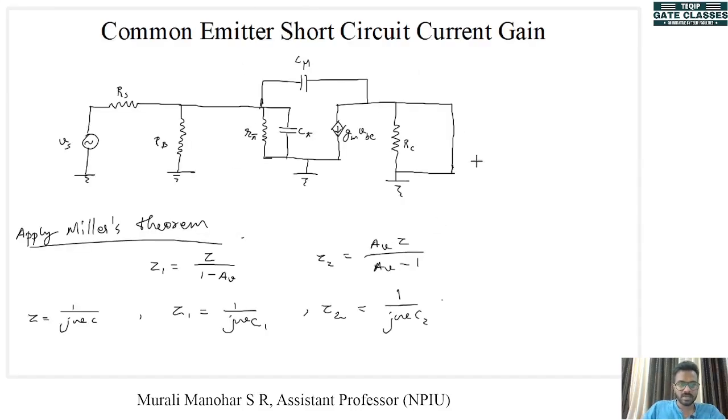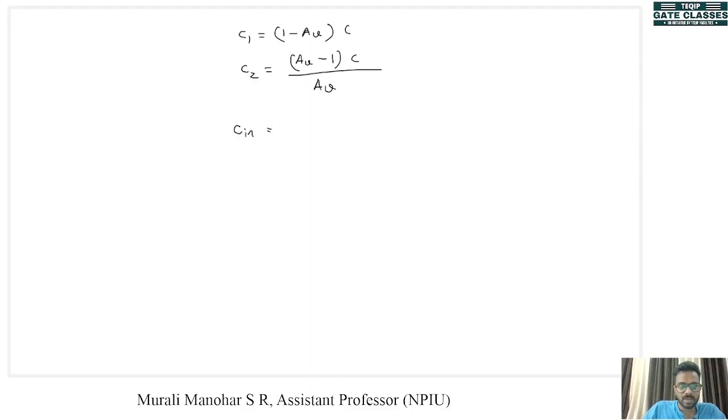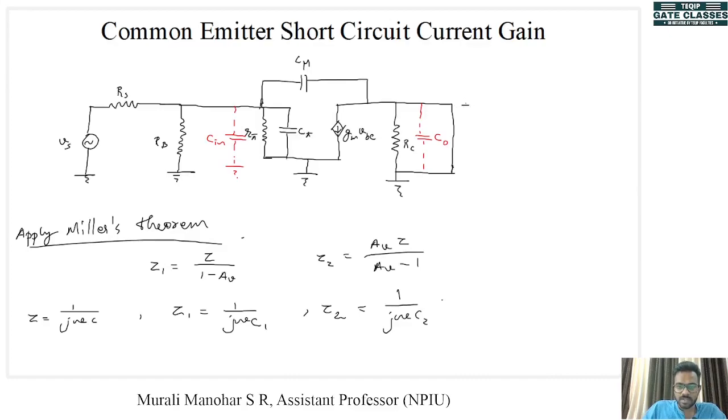So in this case, if we apply this Miller's theorem, we will get two capacitances, one here, let's call it C in, and one here, let's call it C out. Now C out is across a short circuit, so we don't have to consider that. We can find out C in. C in will be equal to C into, that is C mu into 1 minus AV. Now if you look at the figure, this is V out, the voltage across this.